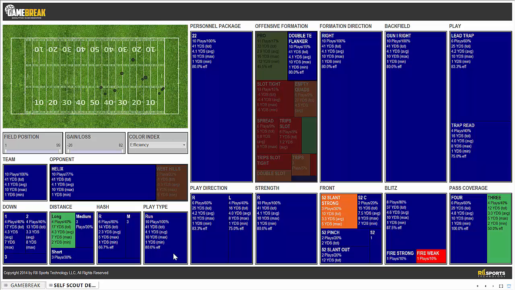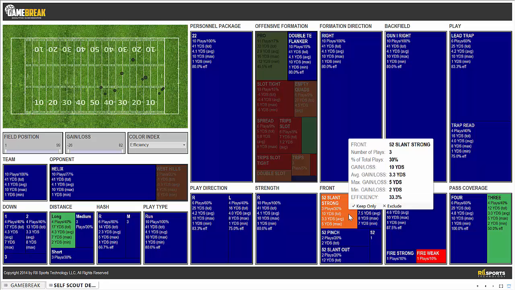Now, the one thing that does stand out when I look at this is there was one front that, when I employed it, I was successful against this formation. That's this 52 slant strong front that shows up here. I can tell by the color that they did not have success when I gave them that look.